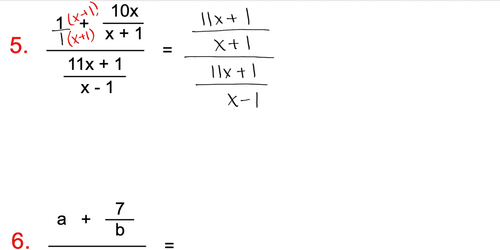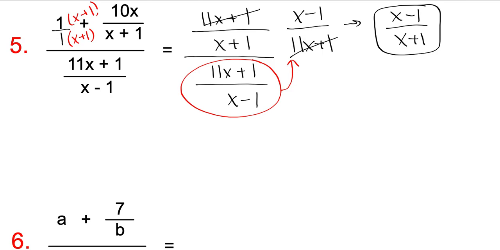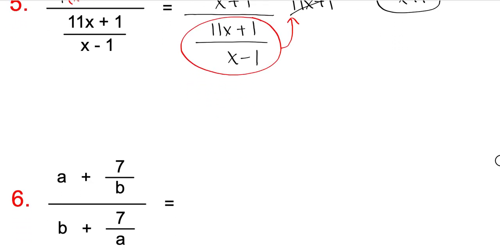So we're going to have to take our bottom fraction and flip it. x minus 1 over 11x plus 1. And I look to cancel out common factors. So that is the same as that one. And we can't cancel the other ones because one is a negative and one's a positive. So then we're just left with x minus 1 over x plus 1. And then you're done. All right. Moving on to the next one.